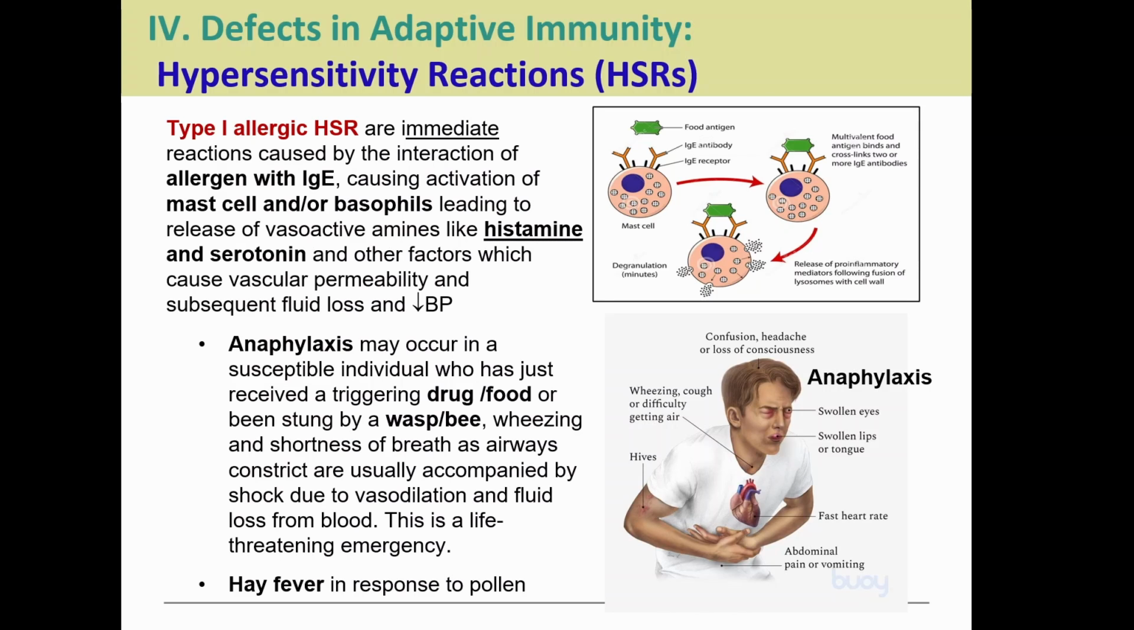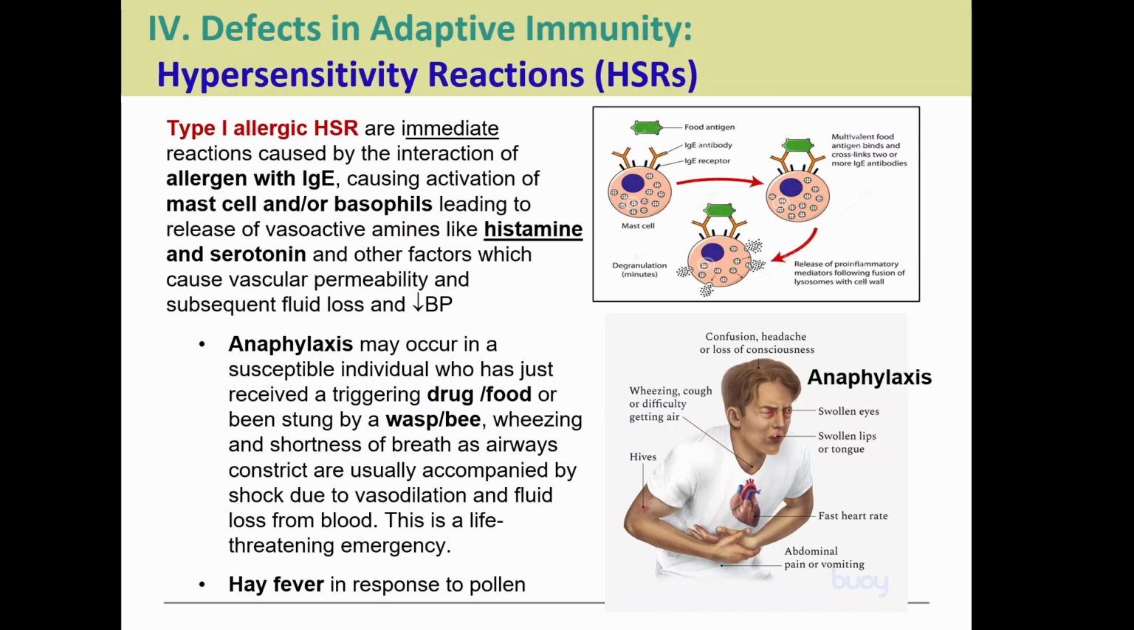Anaphylaxis, right? Somebody just came into contact with whatever their allergen is, so they've taken a medication or eaten a food that they're allergic to. Maybe they've been stung by a wasp or bee if they're allergic to those. And this is going to cause a life-threatening drop in blood pressure because that vasodilation has occurred to such a degree. It's actually going to start to block their airways.